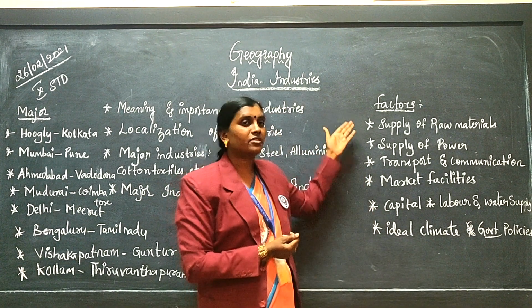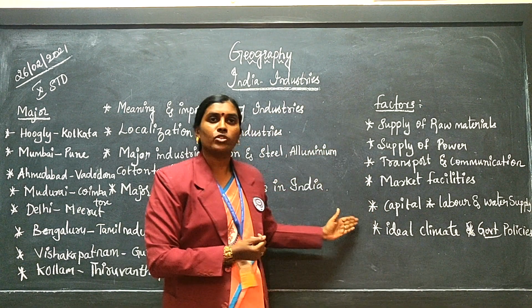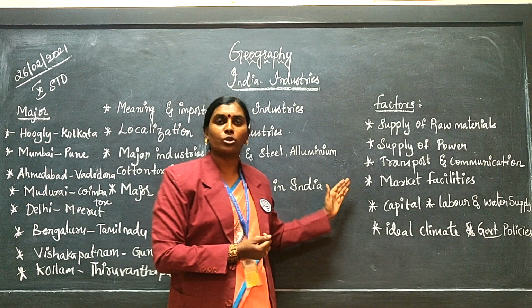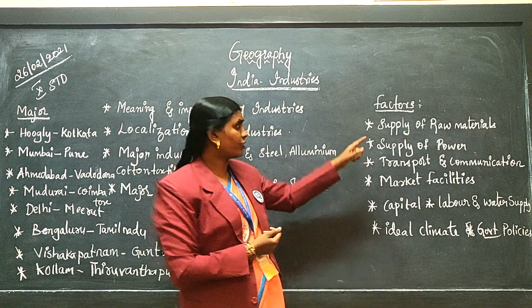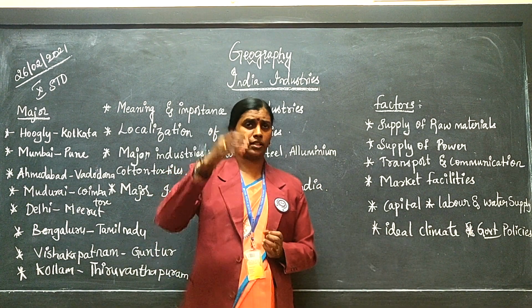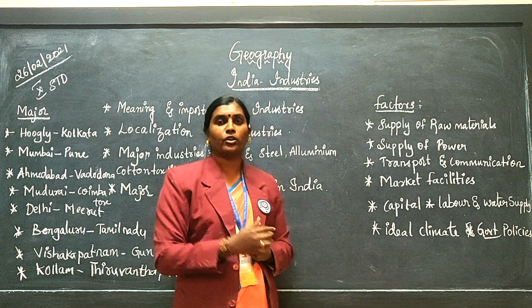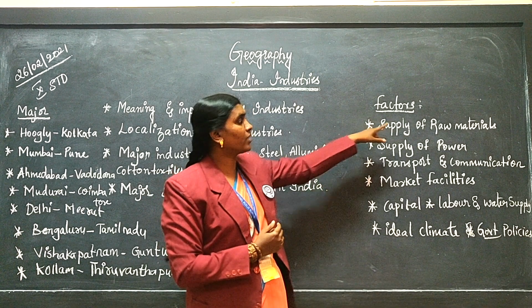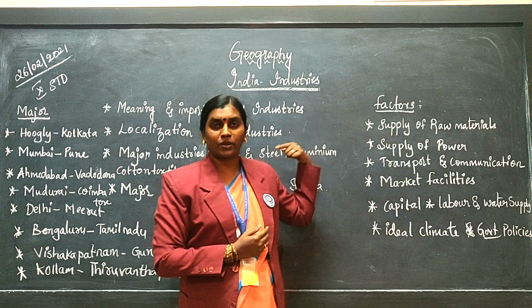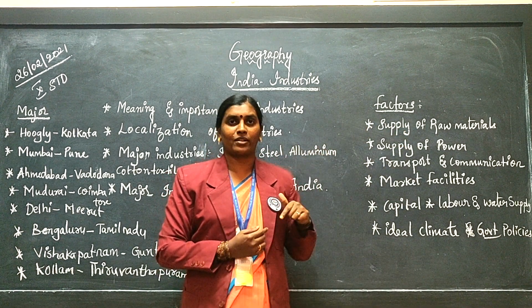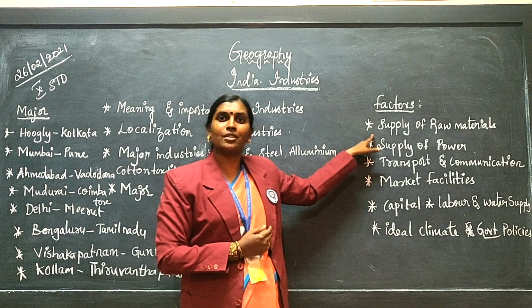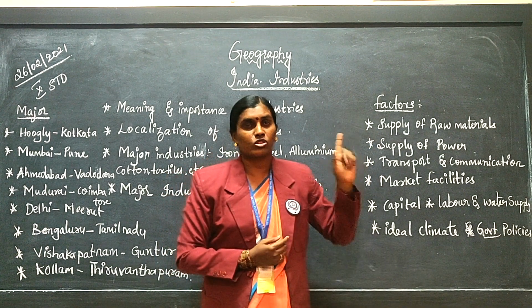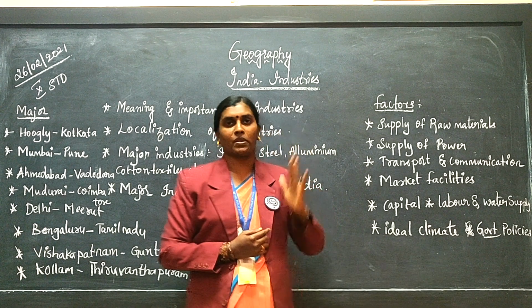Here we have the factors we are going to see while locating the industries. The first point I am going to see when I plan my industry is whether my place is able to get raw materials. Whichever place I start my industry, whether I will be getting a supply of raw materials is essential to me. The first point I am going to keep in mind.